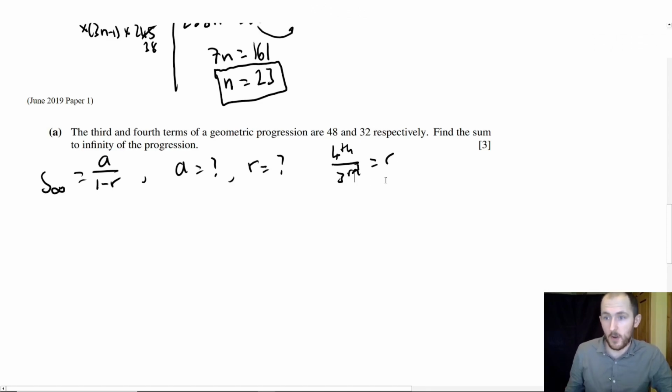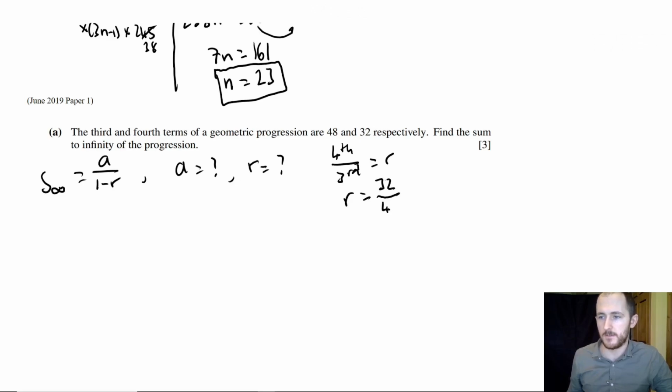And that is the common ratio, it's the very definition of it. So all we're going to do is 32 over 48, which, if you divide it by 16, you'd get 2/3. Nice and easy. Bear in mind that a lot of these questions can be calculator as well, so don't worry too much about that. But, yeah. Okay, so now we need to work out what A is. We know what r is, that's good. We need to work out what A is.